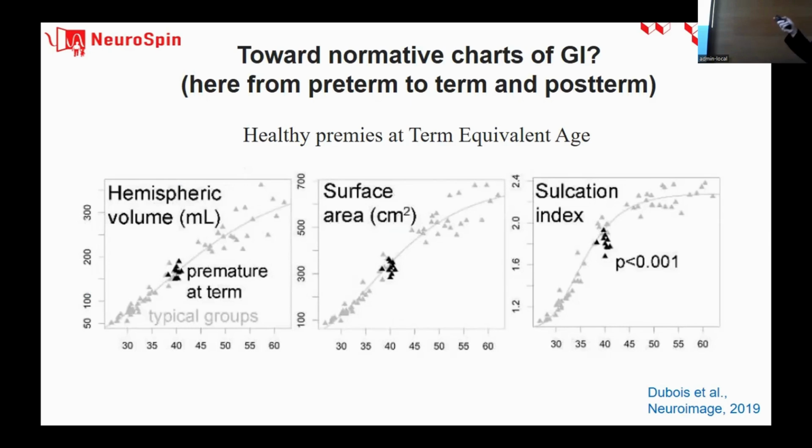And here we put on this chart the black triangles, which are preterm babies imaged at the term equivalent age. And you realize that they are standard in terms of volume and surface area, but their index of gyrification is a bit lower. Which is a bit surprising because I was explaining before that the preterms fold faster than the fetuses. It means really birth is a key event for the folding process.